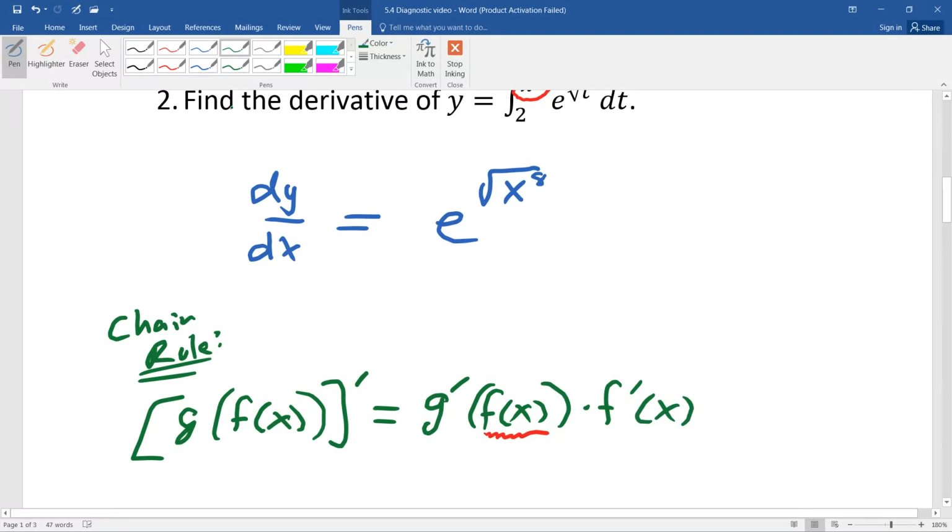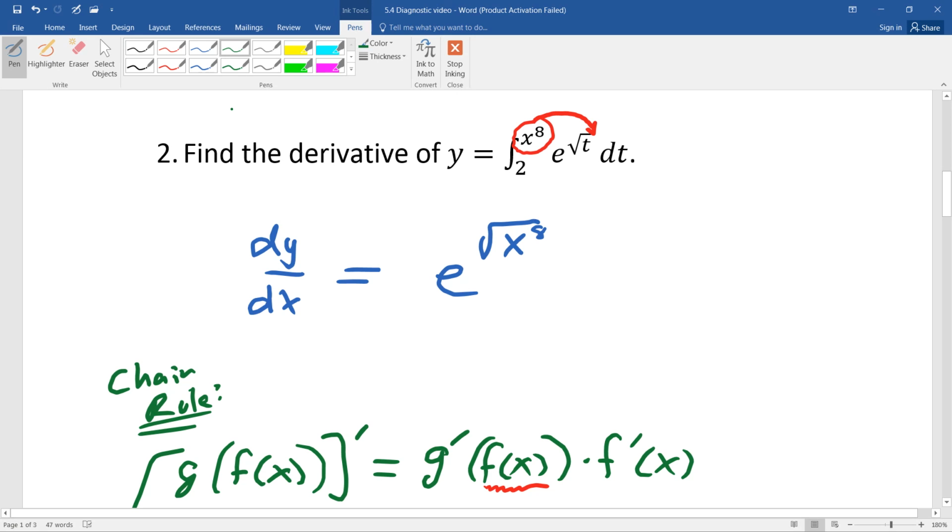So here we're not done. We took the derivative of the outside function using the fundamental theorem of calculus part 1, plugging in that upper limit. But now we have to multiply this by the chain rule, times the derivative of x to the 8th, which is 8x to the 7th. We can simplify this a little, and I'll rearrange it too. This is 8x to the 7th, e to the square root of x to the 8th, which is x to the 4th. The square root can be thought of as x to the 8th to the 1/2, which gives us x to the 4th. That's it. That's the derivative of this function.